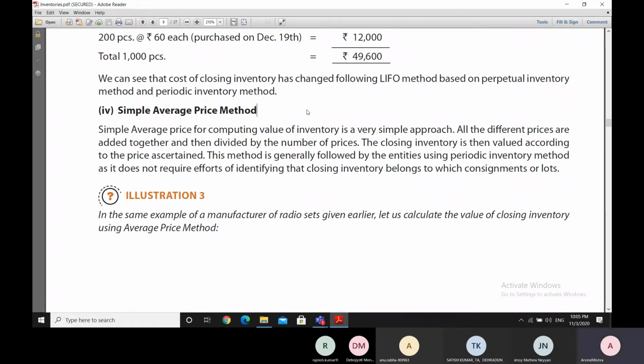Now this simple price average method is used for computing the value of inventory, and it's a very simple method. All the different prices are added together and divided by the number of prices. So we are just taking the average of the prices. Then the closing inventory is valued according to the average price that we ascertain in this way.